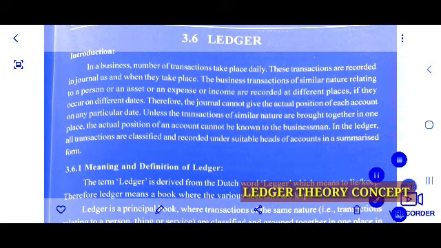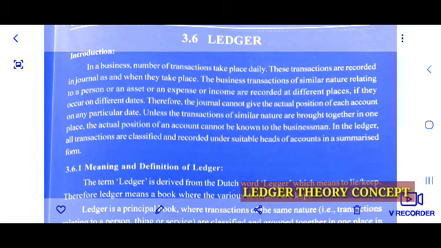To ascertain the individual balance, how much we have to pay a supplier, for example to Mr. X, how much we have to pay to Mr. P, all that we can ascertain, we can find out with the help of a ledger only. So once you prepare a ledger account, we can easily find out the individual balance of a particular person, a particular account.